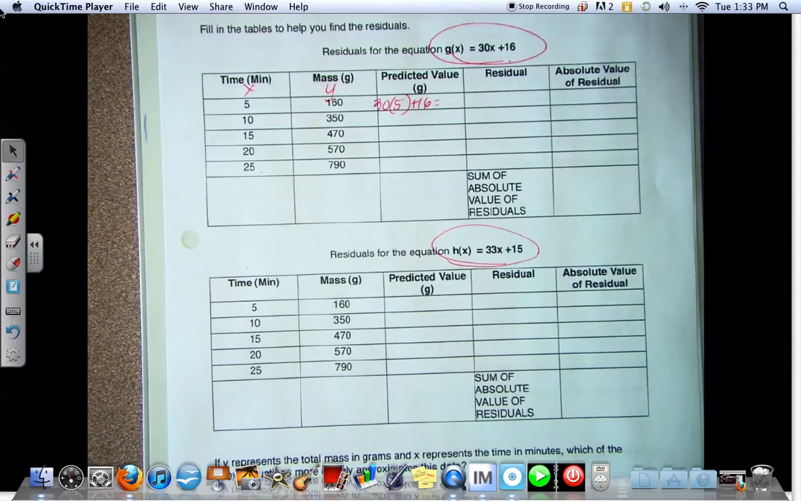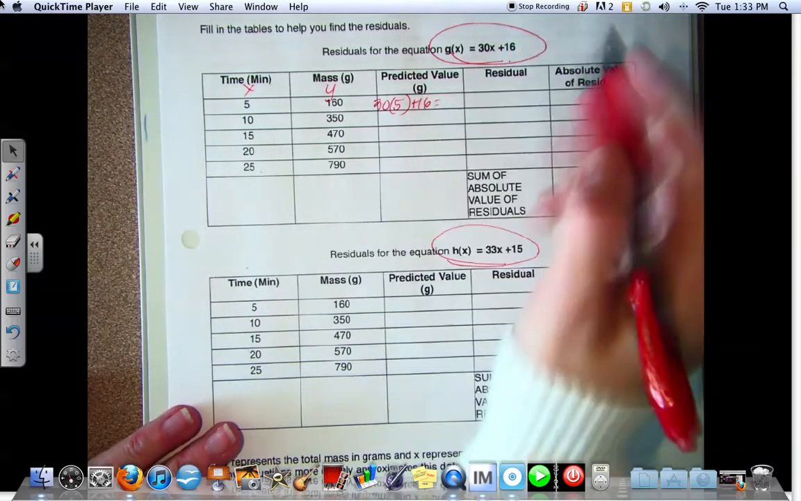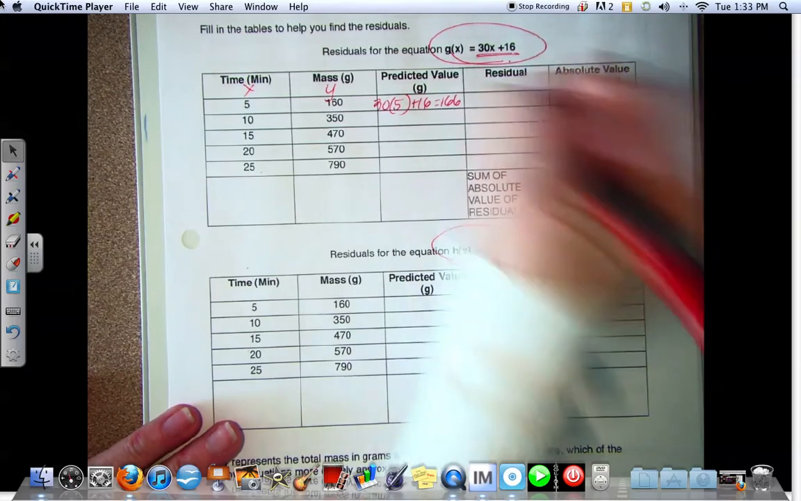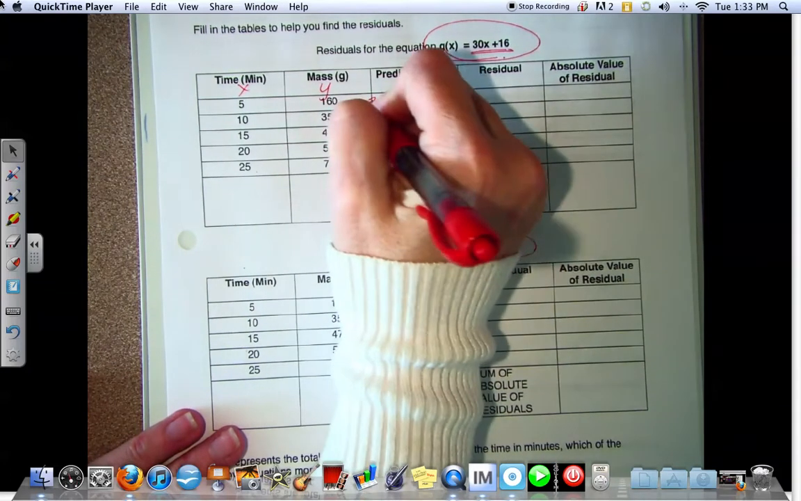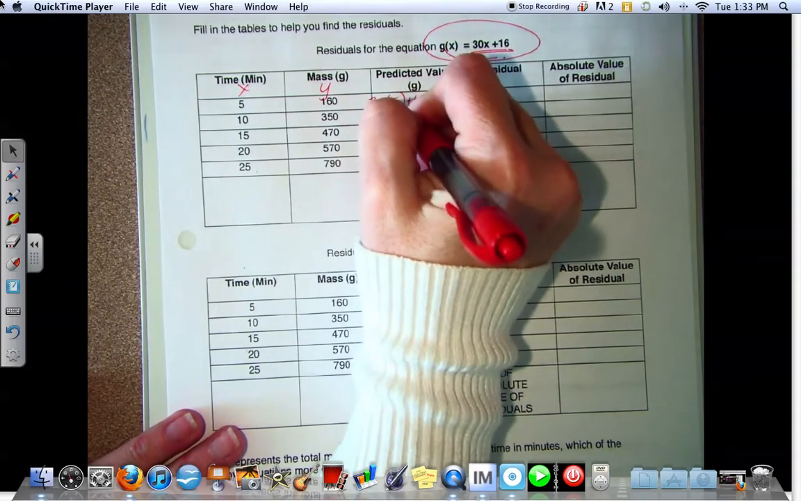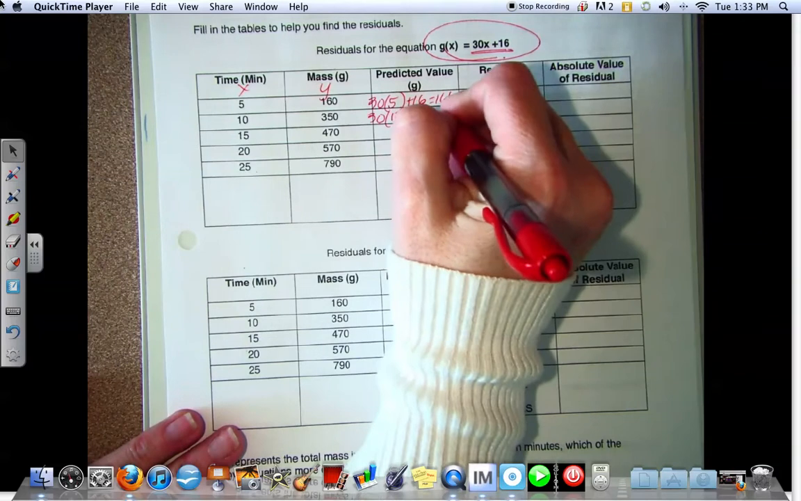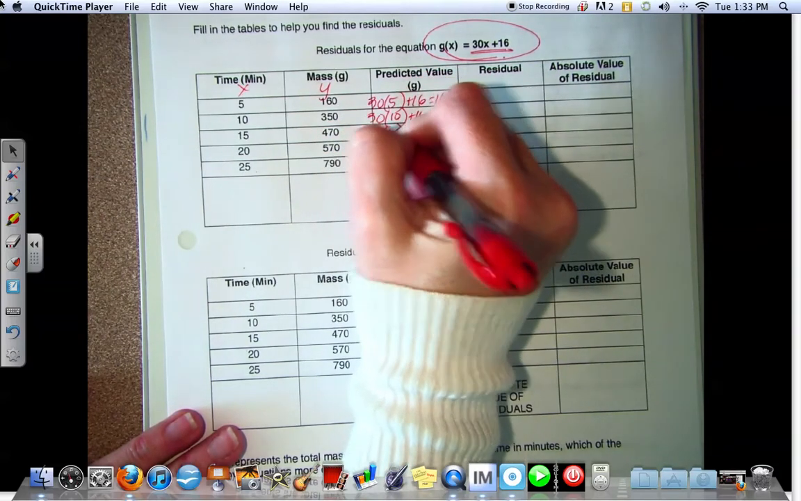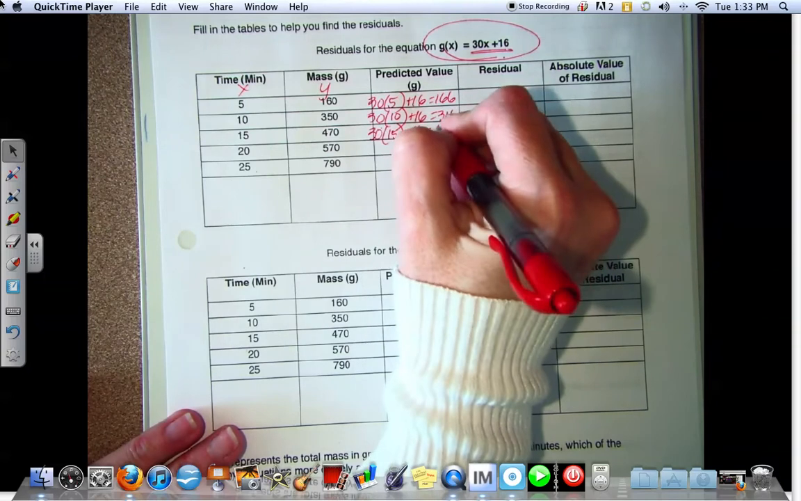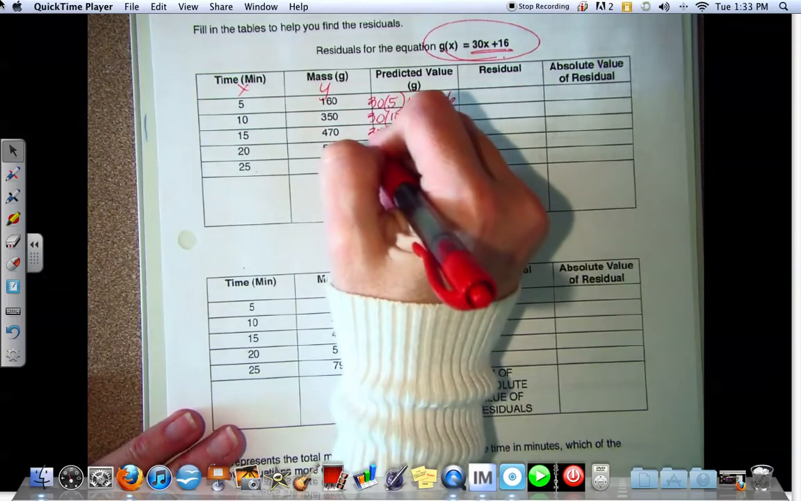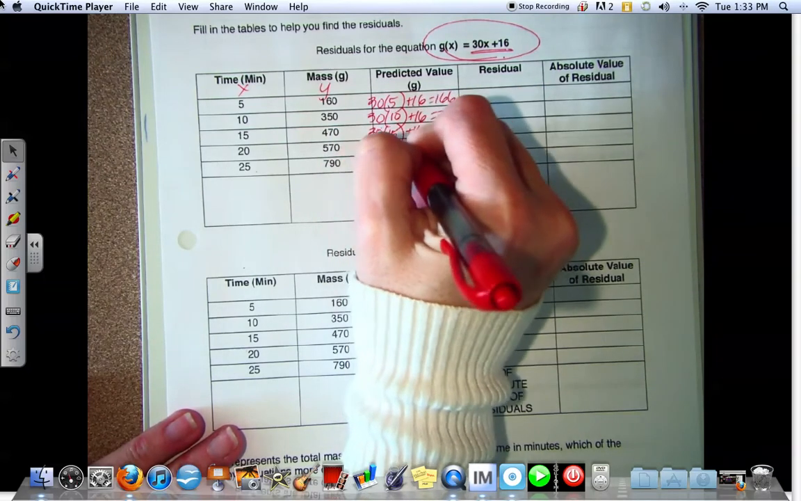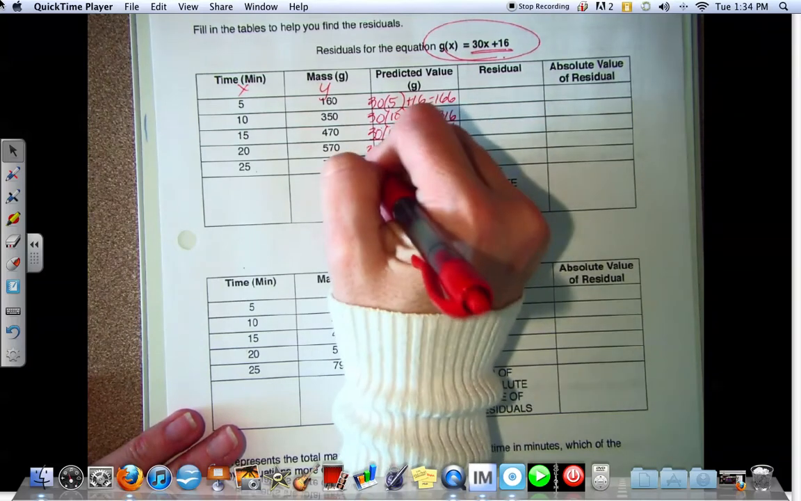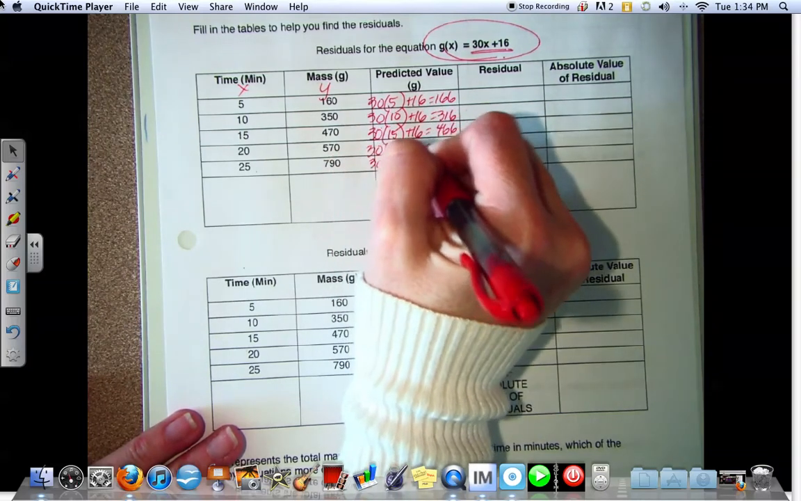What does that give us? 166. Wait, where did you get 30 from? This equation right here. Oh. 30 times 10 plus 16. 316. 30 times 15 plus 16. 466. 30 times 20 plus 16. 616. And 30 times 25 plus 16. 766.